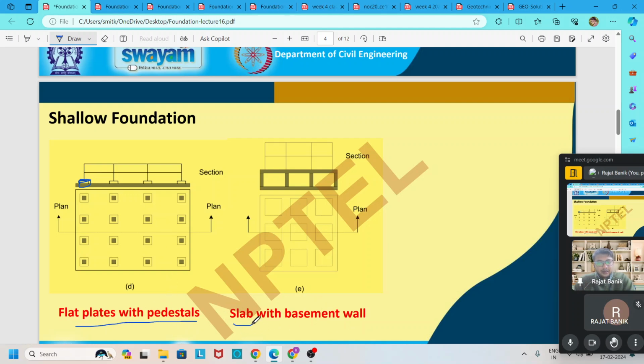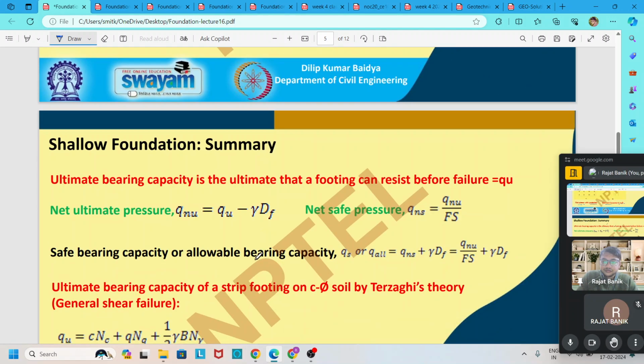Then slab with basement wall. You also see that in malls and shopping malls there is a basement. The basement is built on the mat foundation. Above this we construct columns, and a one-story building is constructed. In this way, we construct the mat foundation as slab with basement wall.